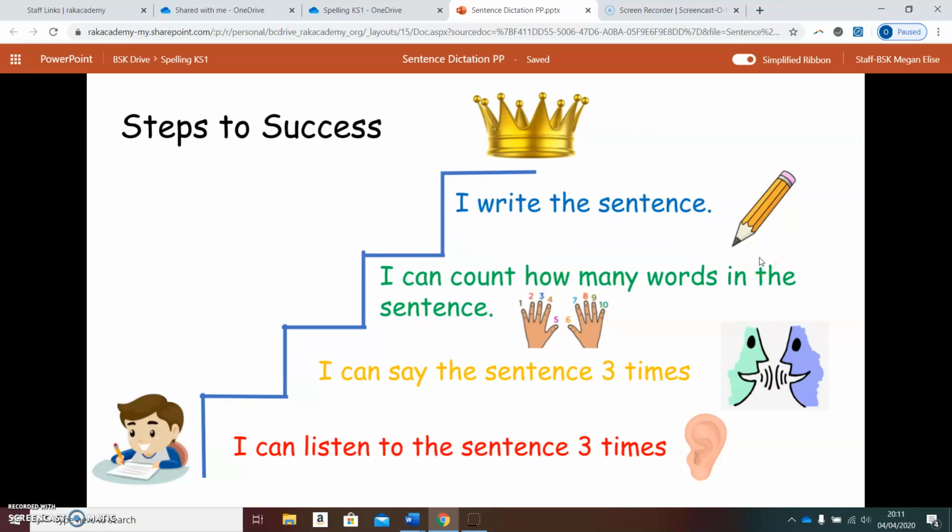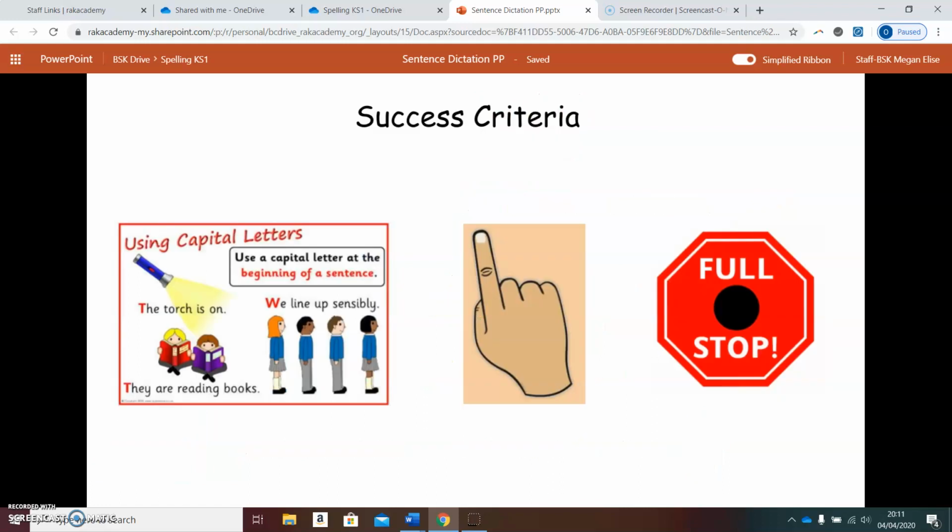When you're writing your sentence, there are 3 things you need to remember. At the beginning of our sentence, we always use a capital letter. We always use a big letter. If the sentence is, the torch is on, we would use a big T, not a little t. We line up sensibly. It is a capital W, not a small w.